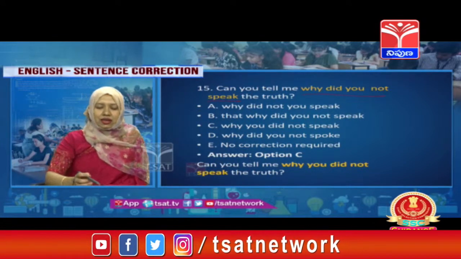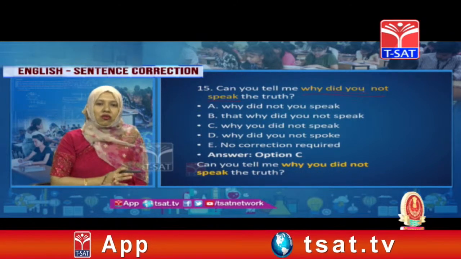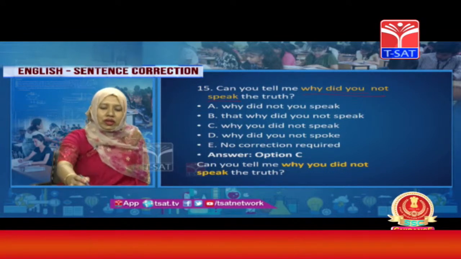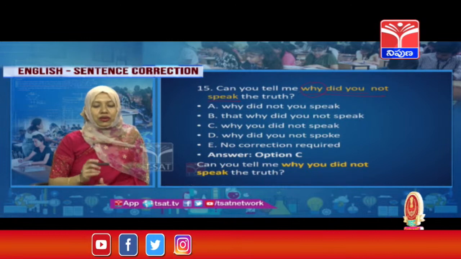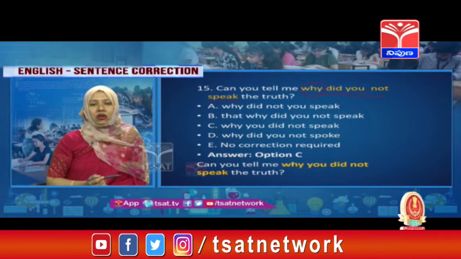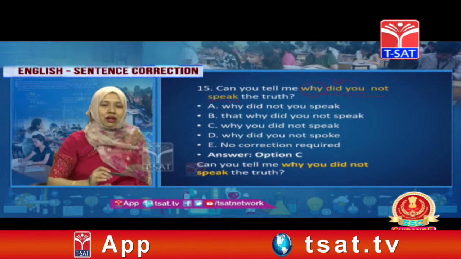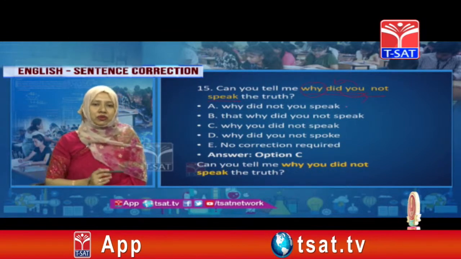Now if you see, there is a mistake in the arrangement of order of words. Along with the WH word, why did you not speak the truth? Can you tell me why did you not? It's wrong. You should always, after the WH word, what should be there? There should be a subject, then helping verbs. First the subject should come, then the helping verb should come.